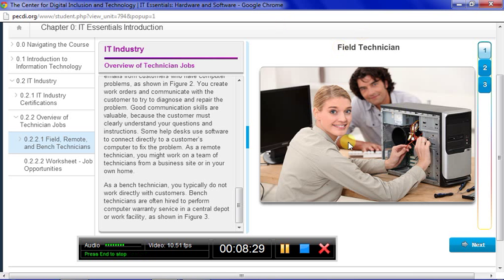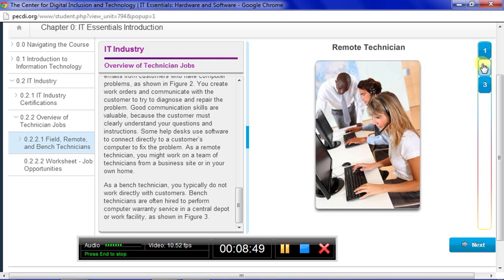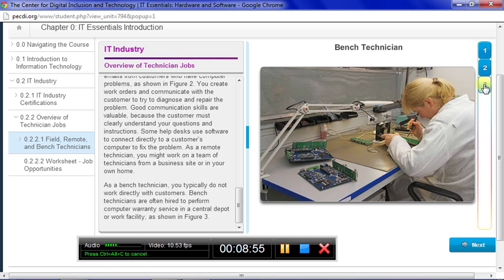You'll notice over here in this slide, you'll see three tabs, 1, 2, and 3. When you're doing your readings, you should look at these tabs and you should click through them. Sometimes they're just pictures, sometimes there's additional information that you should take a look at. So the second tab here is what a remote technician call center might look like. And then the third one is a bench technician. So maybe if you're not a people person, this might be a good job for you.